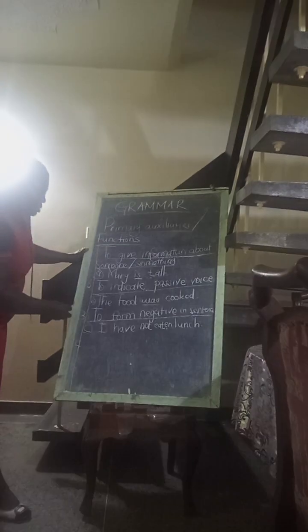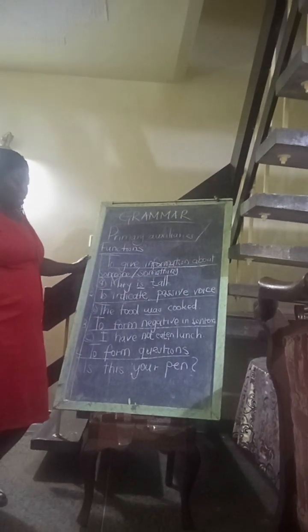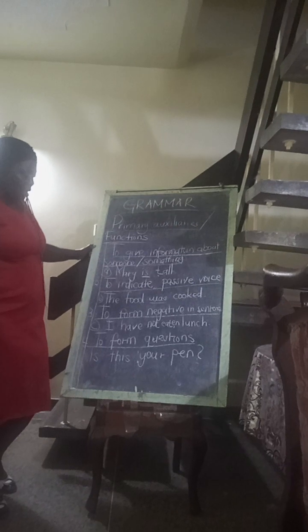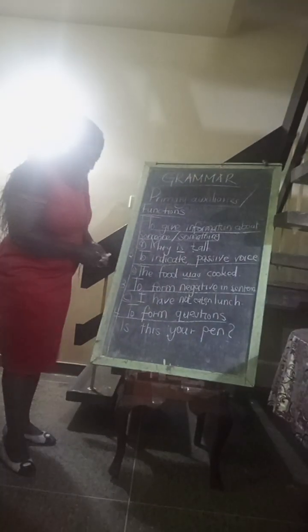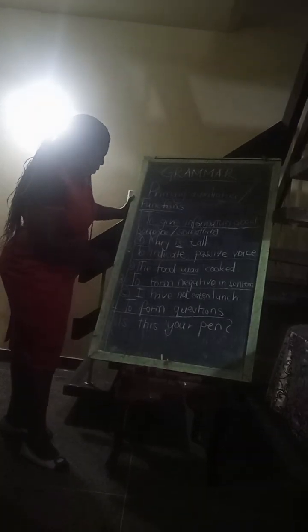Then we have number 4. We use primary auxiliaries to form questions. An example of a sentence where we use it to form questions is, you can say, is this your pen? Then at the end of it, we put a question mark because we have formed a question with it. Is this your pen?